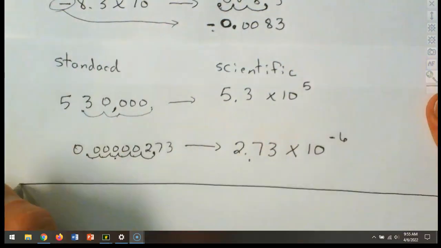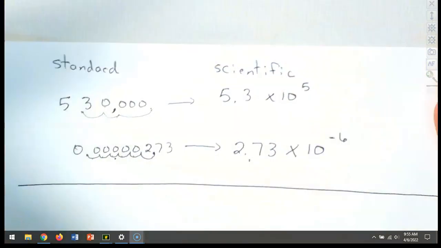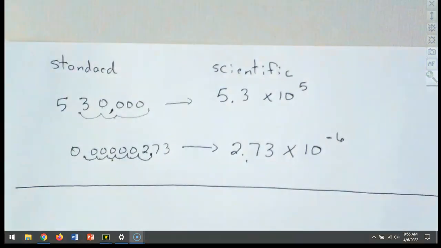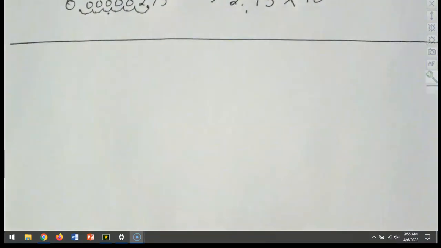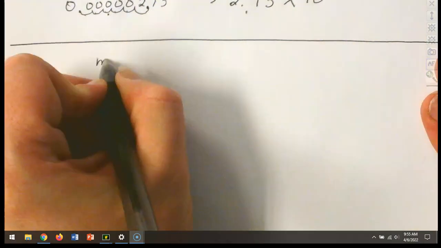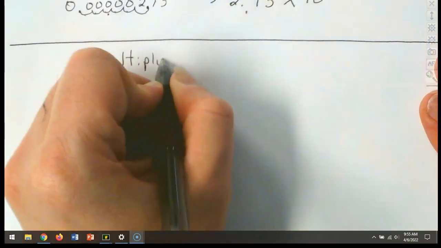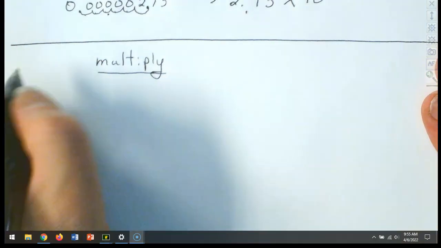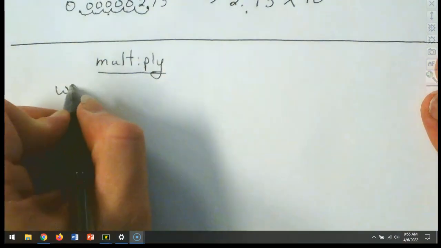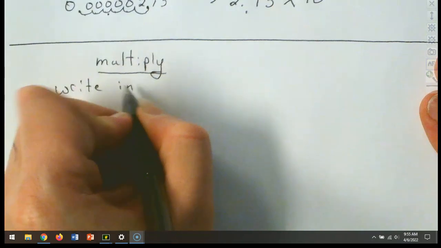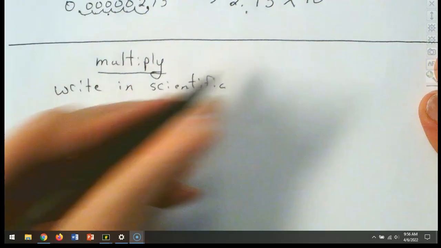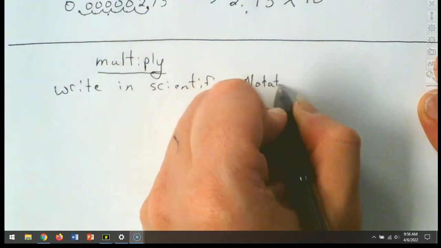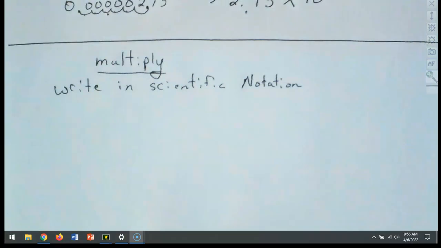You can also multiply and divide these numbers. So we're going to learn now how to multiply and divide these. And we're going to write our answer in scientific notation. Sometimes it'll tell you to write your answer in scientific notation. Others it'll have you write it in standard.